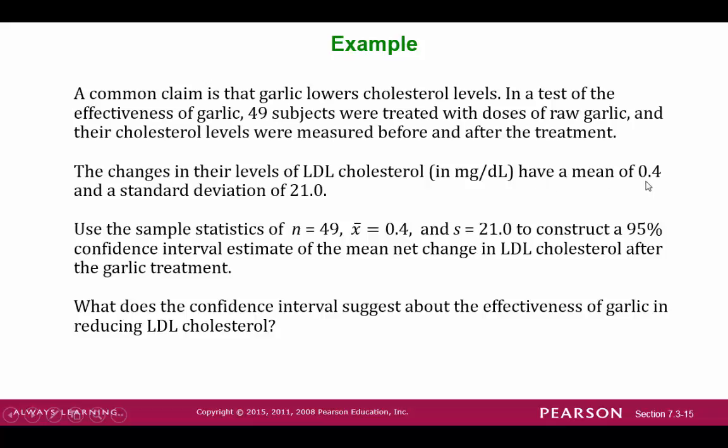And we found that for this sample of 49 people, we have a mean of 0.4 and a standard deviation of 21. So 21 seems like it's a large standard deviation, but let's take a look at how that plays out. We're going to use sample statistics of n is equal to 49, x bar is equal to 0.4, and the standard deviation s is equal to 21. And we want to construct a 95% confidence interval, or confidence level, to estimate the net change in the cholesterol. And then they ask us a follow-up, what does the confidence interval suggest about the effectiveness of garlic?